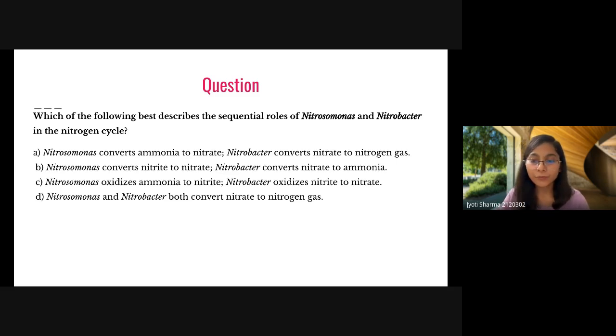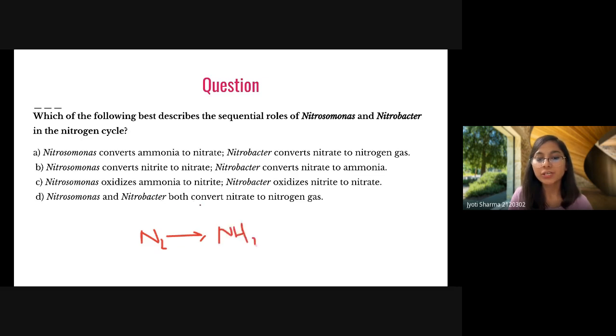So what is the role of the two kinds of bacteria that we have, Nitrosomonas and Nitrobacter, in the nitrogen cycle? So we have learned, in the atmosphere we have N2. This N2 will change into NH3.